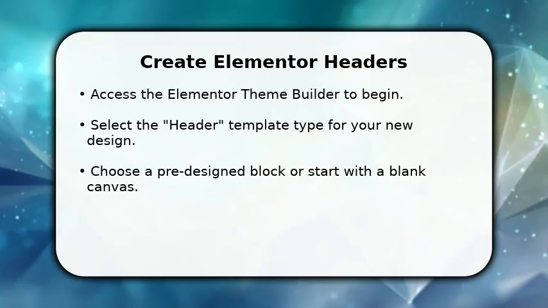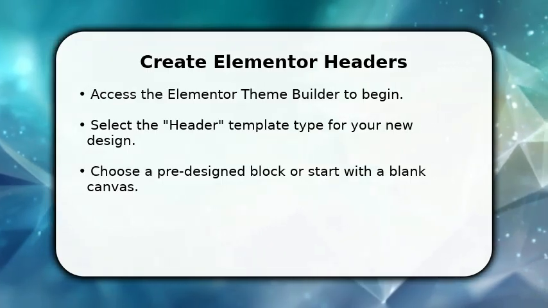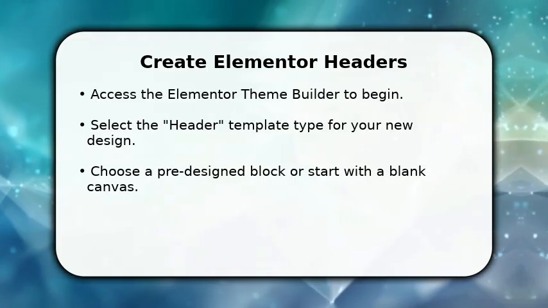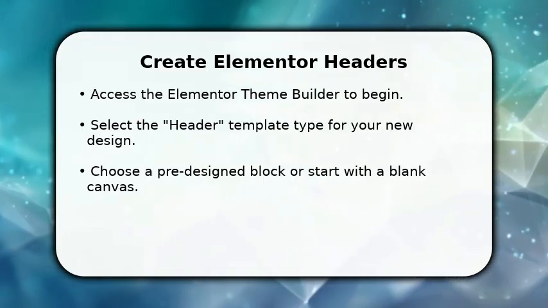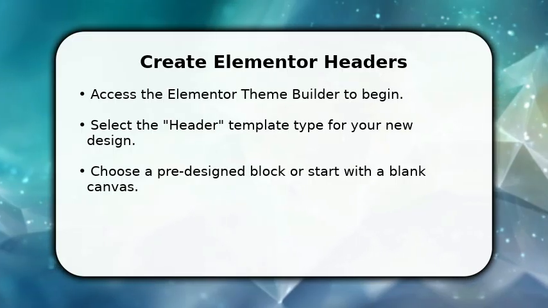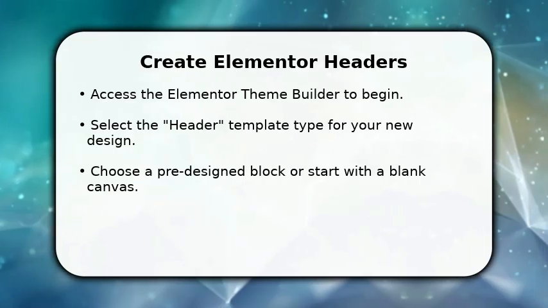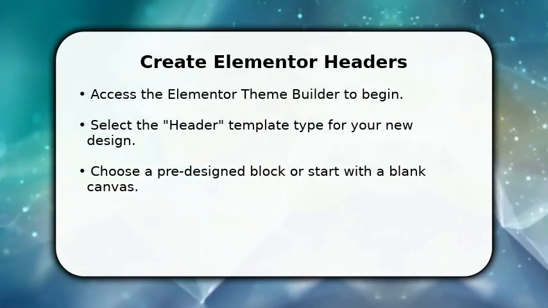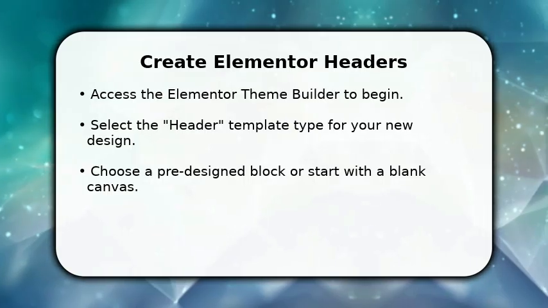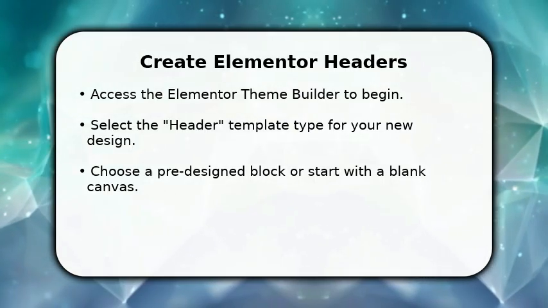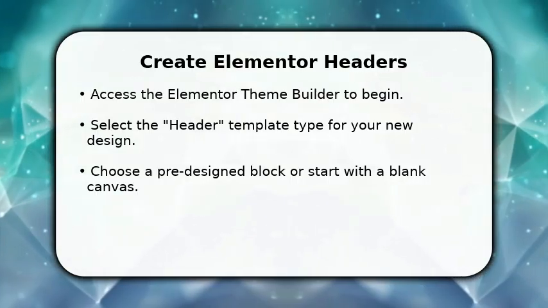In this video, I will show how to make a header in Elementor. First, navigate to your WordPress dashboard and find the Elementor theme builder. From there, you will select the header option to create a new header template. You can then choose to start with a blank canvas for full customization or pick from one of the many professionally designed header blocks to save time. This initial step sets the foundation for your website's top section.